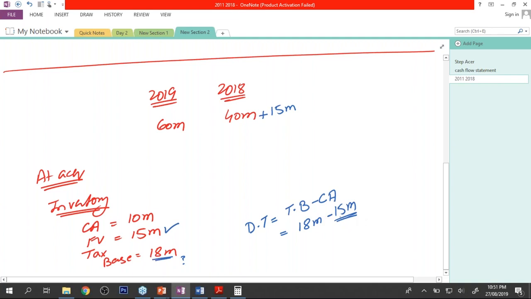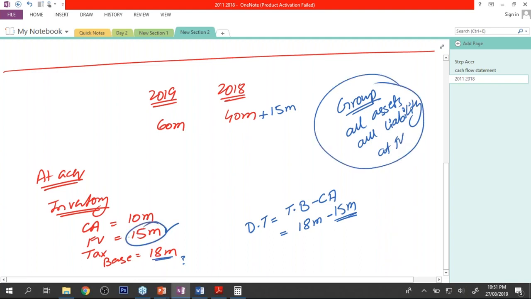Because from the group's perspective, the group has revalued all the assets to the fair value. So for the group, the carrying amount is actually the fair value. Getting the point? From the group's perspective, all assets and all liabilities are measured at fair value at the date of acquisition. So for the group, 15 is the carrying amount, 15 is the fair value. So always remember, if the fair value is given, the carrying amount is just to confuse you. We have to use the fair value to calculate the deferred tax as well as to calculate the movement in the inventory.